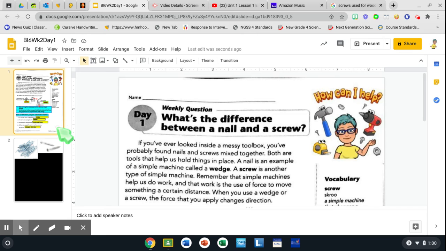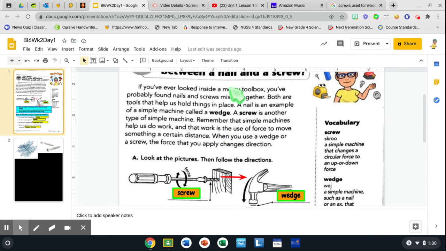So, in today's reading, if you've ever looked inside a messy toolbox, yes, I have. My husband, every toolbox he owns. You've probably found nails and screws that are mixed together.